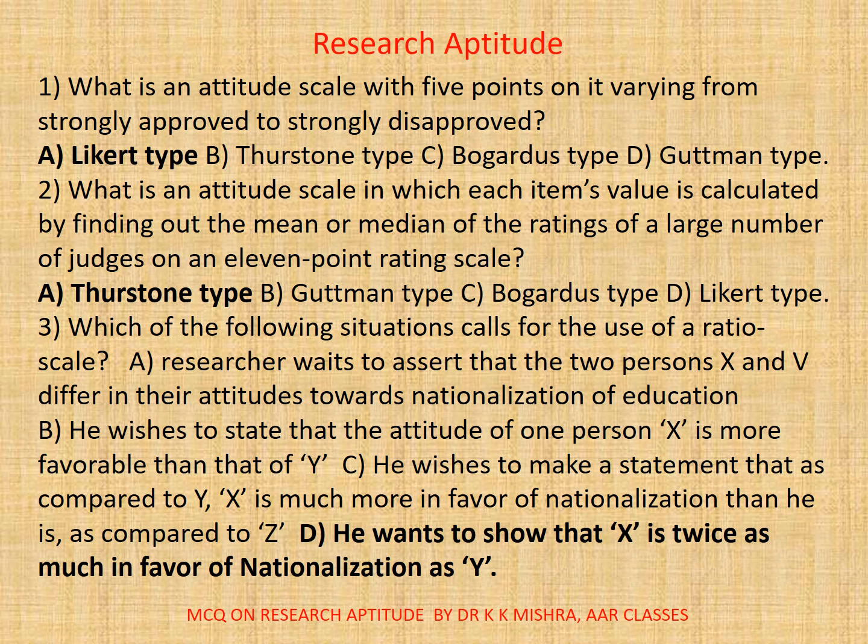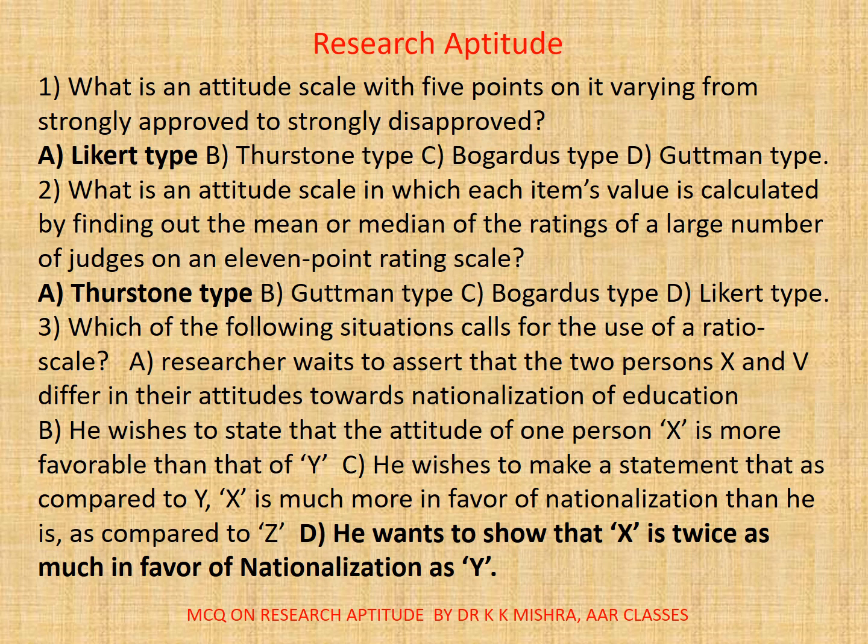Question number 1. What is an attitude scale with 5 points on it varying from strongly approved to strongly disapproved? A. Likert type, B. Thurstone type, C. Bogardus type, D. Guttman type. Correct option is A. Likert type.